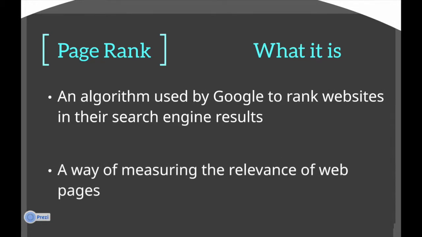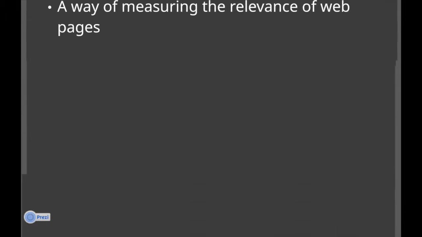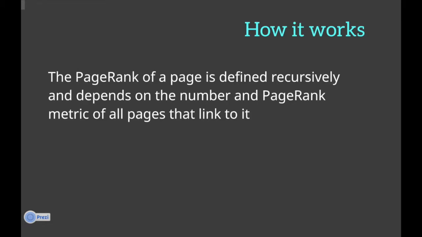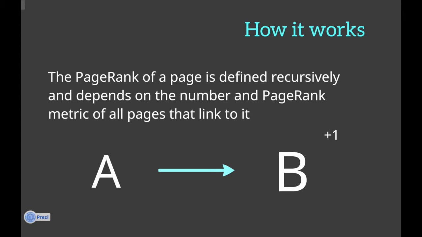PageRank is an algorithm used by Google to rank websites in their search engine results, and a way of measuring the relevance of web pages. PageRank is named after Larry Page, one of the founders of Google. It's the first algorithm used by Google, and the best known. It works by counting the number and quality of links to a page to determine a rough estimate of how important the website is. The underlying assumption is that more important websites are likely to receive more links from other websites. So if A links to B, this in turn signals B is more relevant.